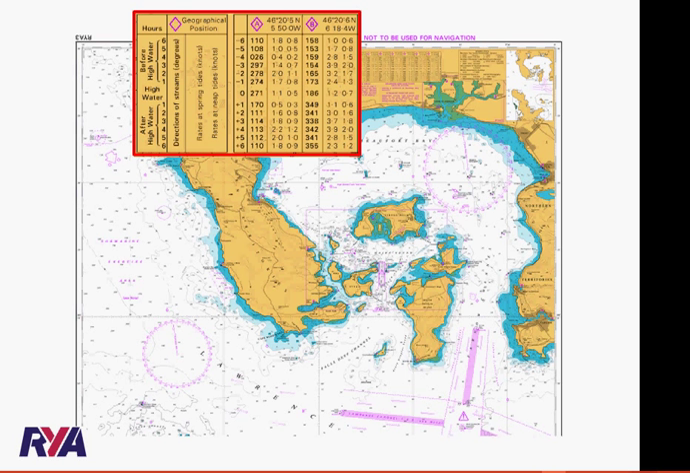This information gives us the tidal stream information, and these purple or magenta diamonds are spaced all around the chart, and this tells us the direction and speed that the sea is moving in different positions on the chart.